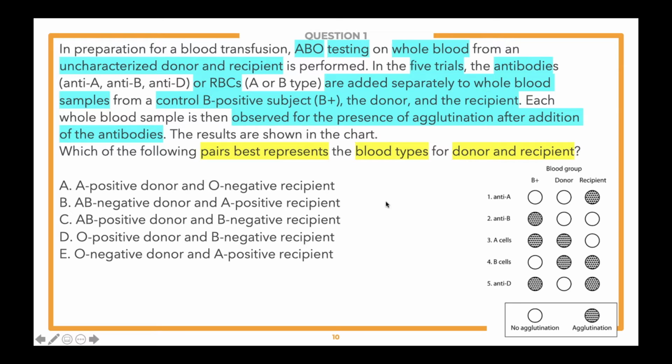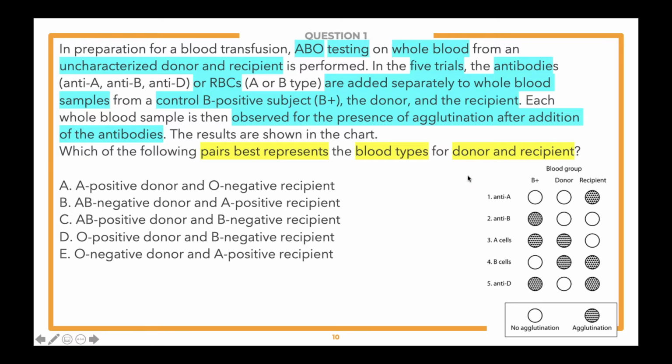E, O negative donor and A positive recipient. D, O positive donor and B negative recipient. C, AB positive donor and B negative recipient. B, AB negative donor and A positive recipient. And A, A positive donor and O negative recipient.